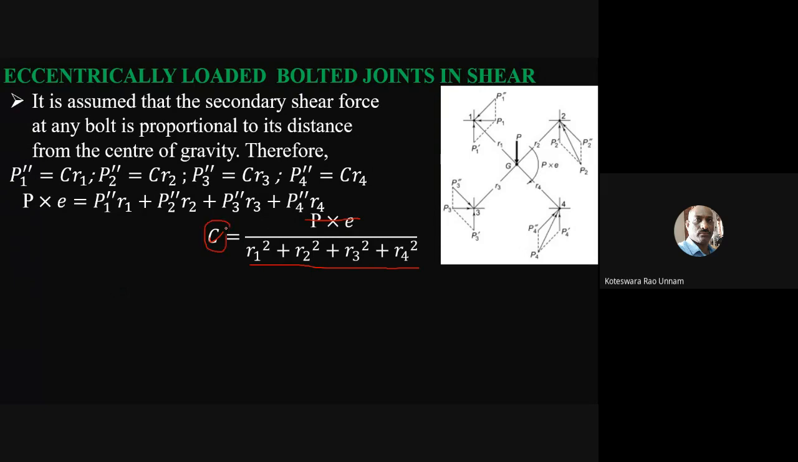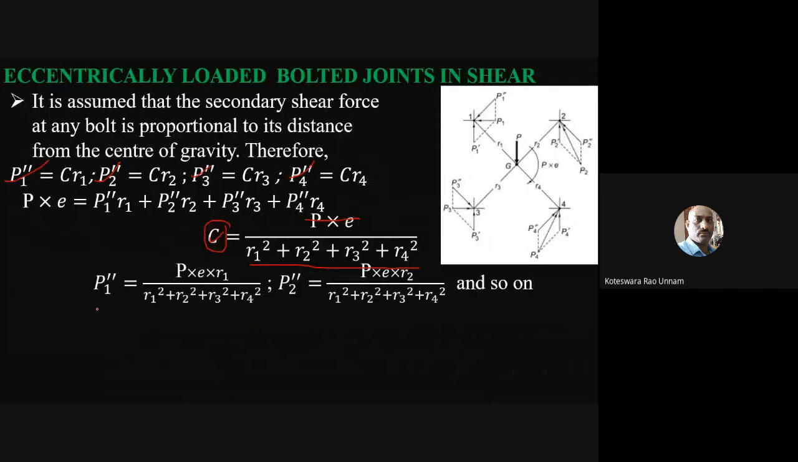Once I know the C value, I can calculate the secondary shear forces in all the bolts, P1'' to P4''. Once I calculate that, or else I can write the expression for those directly here. So P1'' is nothing but your C into R1. I got an expression for C.